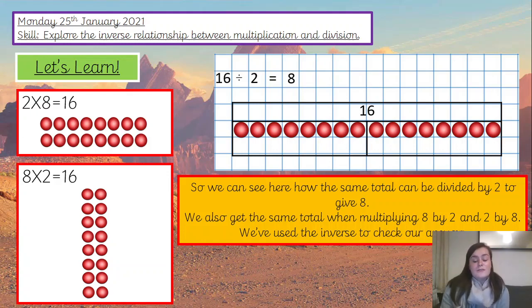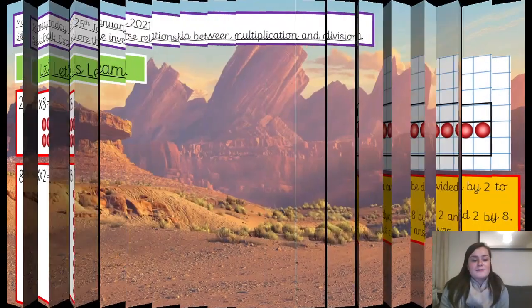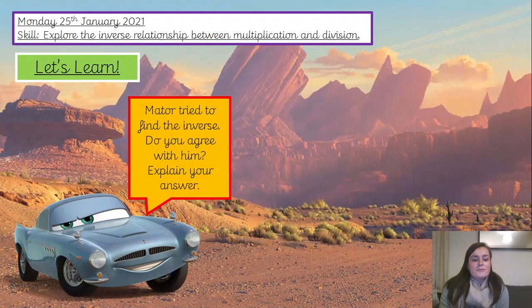So we've used the inverse to check our answer, so we are correct. Well done. Right, Mater, I think I'm saying that right. If I'm not, I'm really sorry. Tried to use the inverse. Do you agree with him?